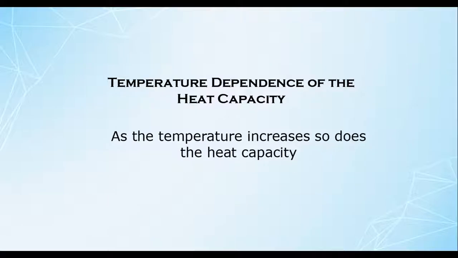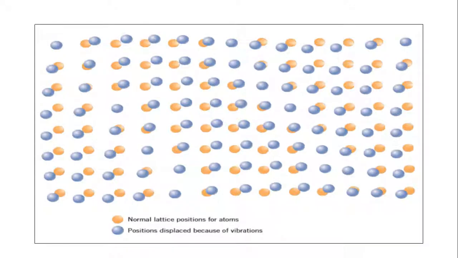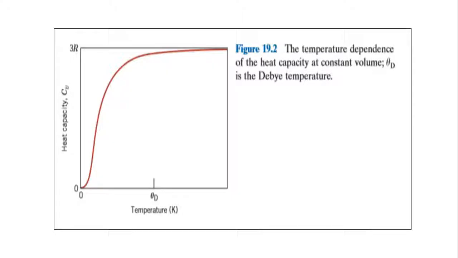But how does heat capacity change with respect to change of temperature? Firstly, as the temperature increases, so does the heat capacity. For solids, it reaches a limiting value of 3R, where R is the gas constant with a value of 8.31 joules per mole Kelvin. In an atomic perspective, the energy is stored as atomic vibrations. The way it behaves is that as the temperature gradually increases, the average energy of the atomic vibrations also increases.